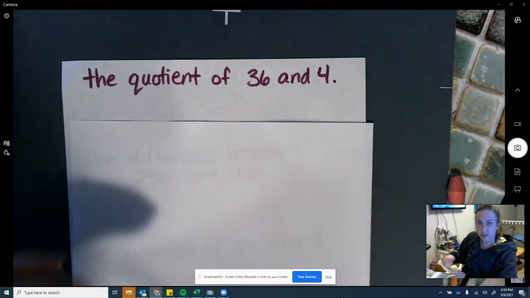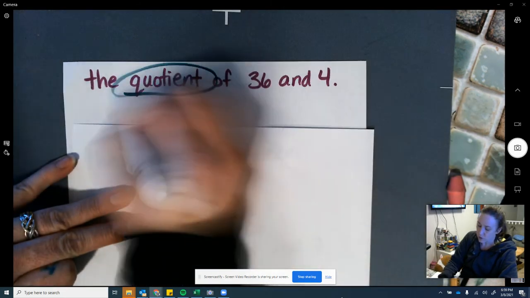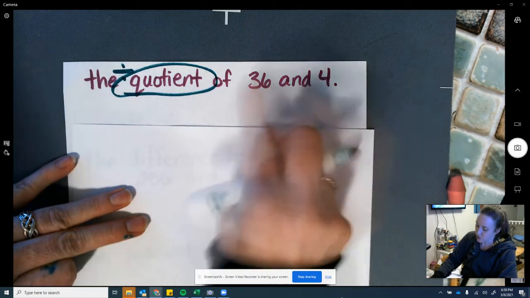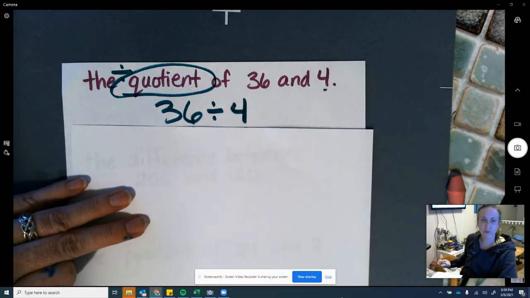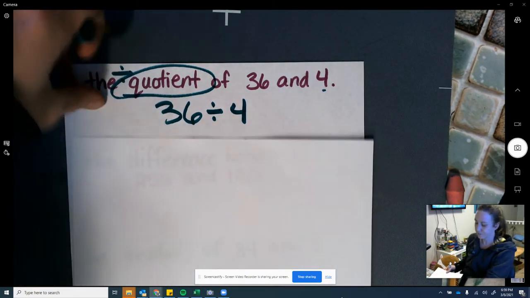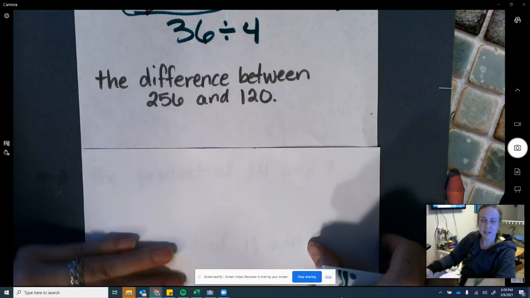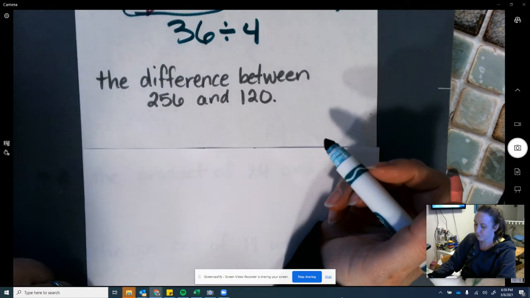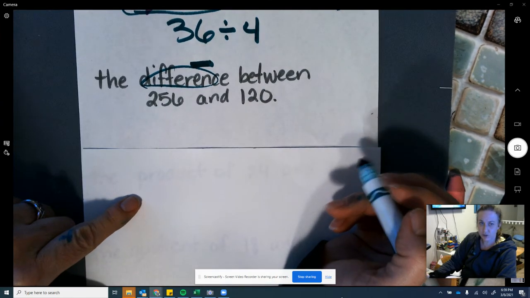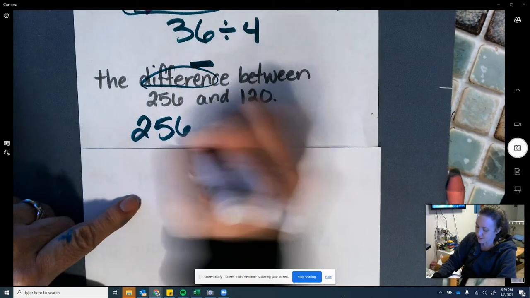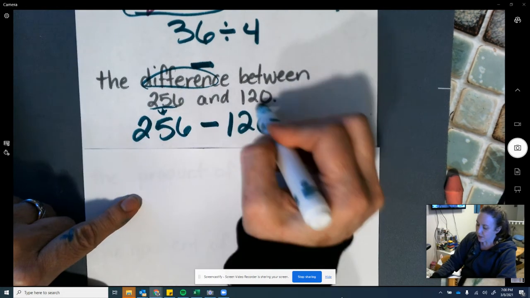The quotient of 36 and 4. Quotient means everything division. So we're going to take our first number, 36, and divide it by our second number, which is 4. There's our number sentence as an expression. The difference between 256 and 120. Difference has everything to do with subtraction. It means subtracting the numbers. So we've got 256, subtract 120. Again, this one has to be our first number, and this has to be our second number.